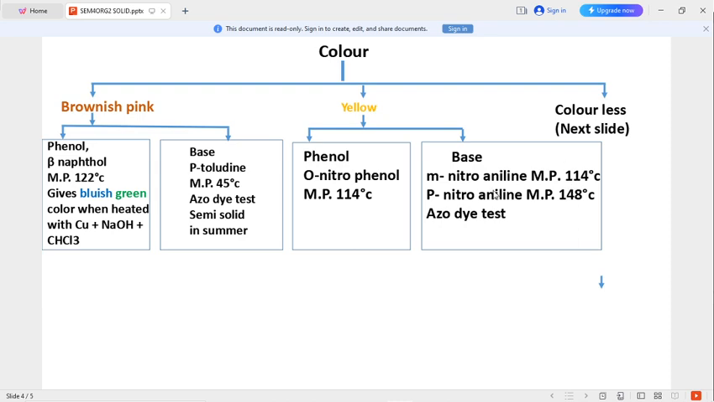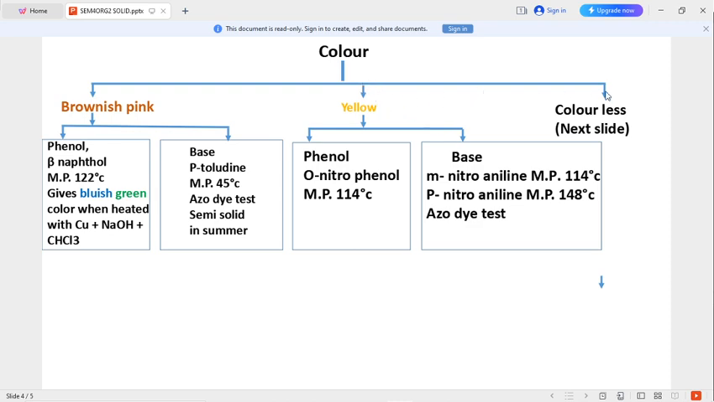Other tests which are given in your book, the confirmative tests, are mostly tests of the functional groups, either nitro group or aniline group, and both are present in both compounds. So one should select such a test that can identify the substance. Here I advise that to distinguish between the nitroanilines, the best way is to measure the melting point. If your substance melts near 114, it is meta, and para-nitroaniline's melting point is 148 degrees Celsius.